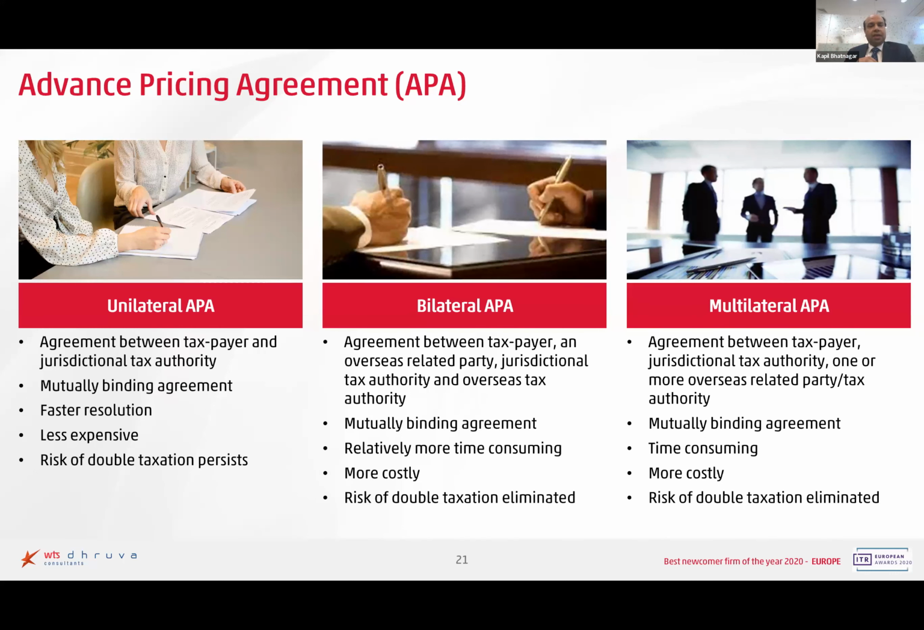In terms of a multilateral APA, and these are pretty rare in our experience, it really involves multi-jurisdiction taxpayers and multi-jurisdiction related parties. This would mean that if a group believes that the transaction involves not only two countries but more than two countries, then typically a multilateral APA is entered into. Again, this is a mutually binding arrangement. And since many countries, many tax authorities and related parties are involved, it is far more time consuming as compared to a unilateral or bilateral APA. Again, the statutory fees paid by the group to the authorities go up, and the risk of double taxation gets eliminated.